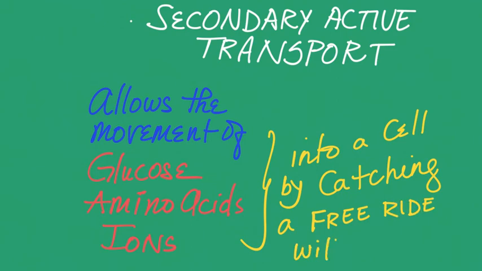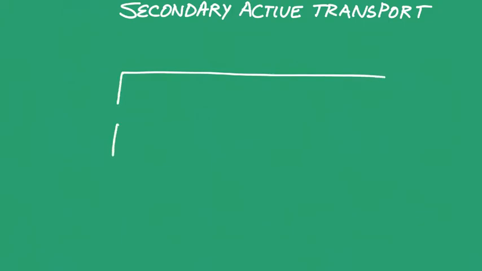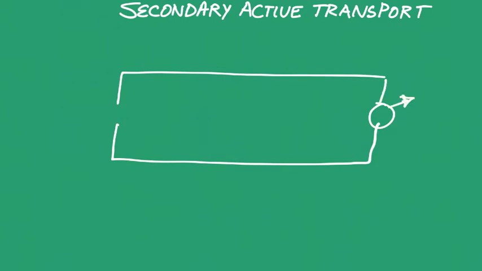So let's see how that happens. Let's take a close look at secondary active transport. Secondary active transport takes place in many cells in the body. For our purposes, we'll take the example of the cells lining the small intestine. If you remember, the cells lining the small intestine are made up of simple columnar epithelial cells. They are long cells, which means they have a front end and a back end of the cell. And these two ends are quite different.